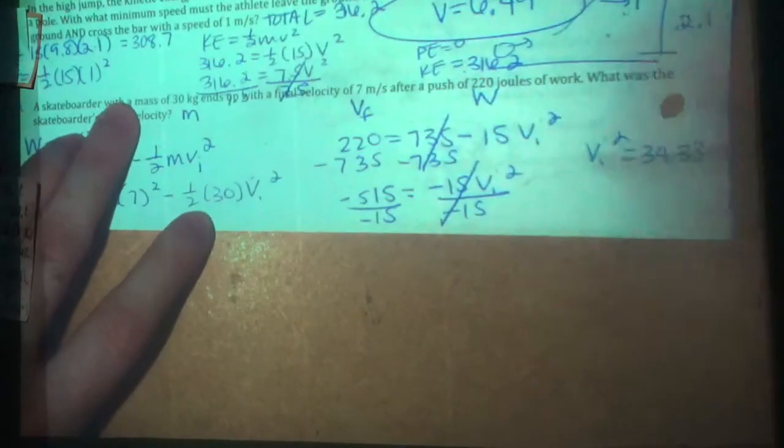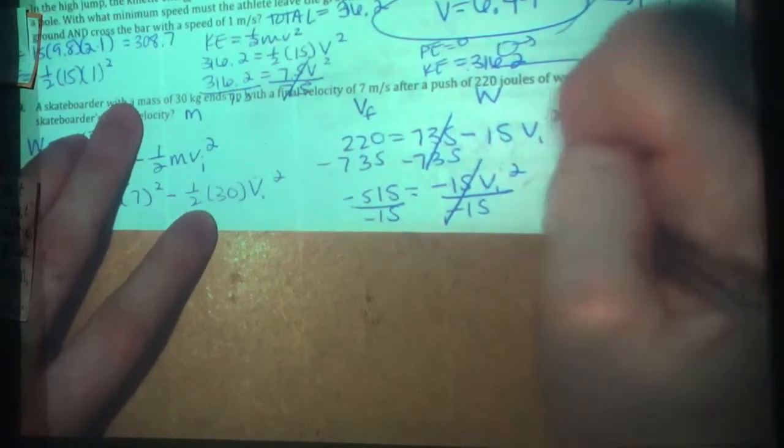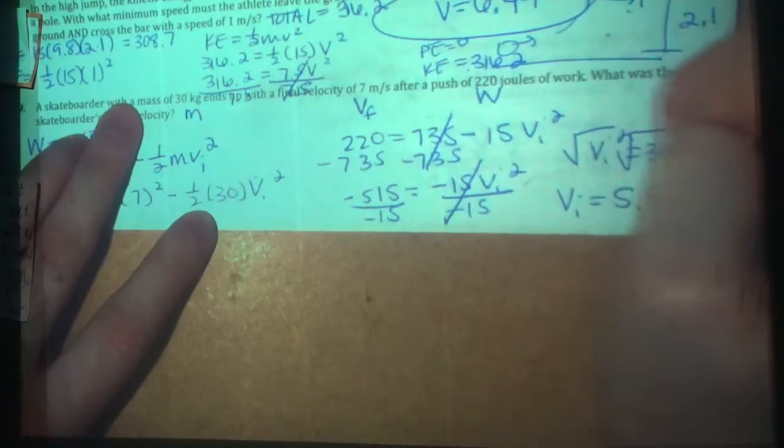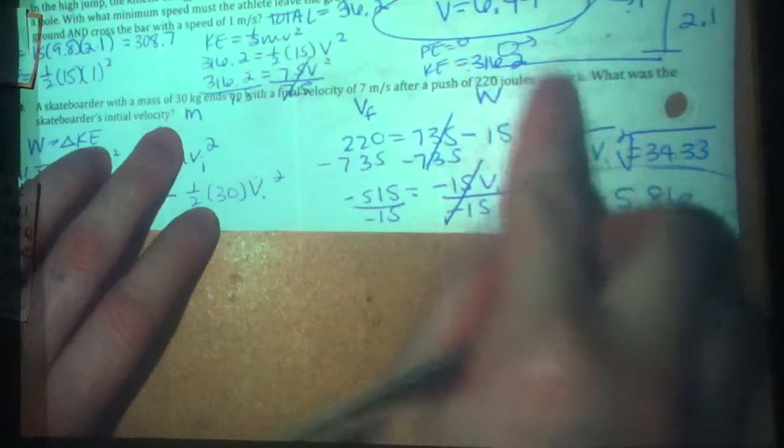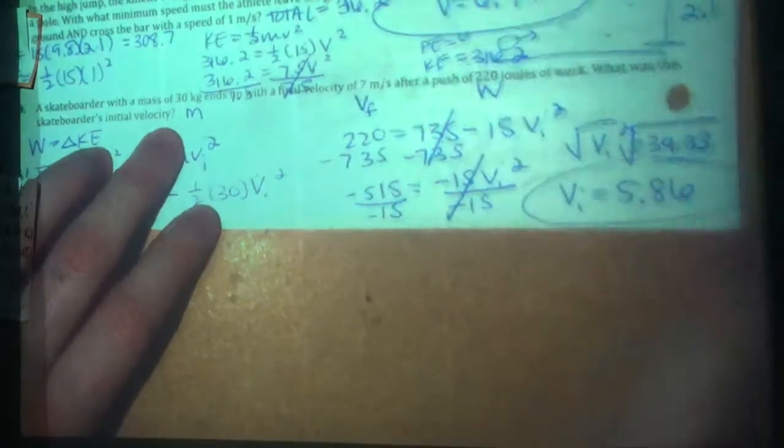And then my last step is to square root to undo the square. You get your initial velocity is 5.86. And we knew it had to be less than 6 because you put work in and it gets faster, so it started slower.